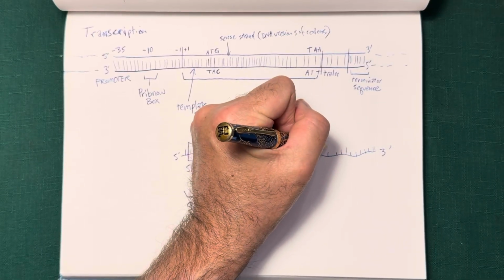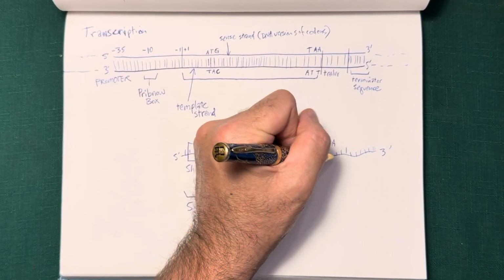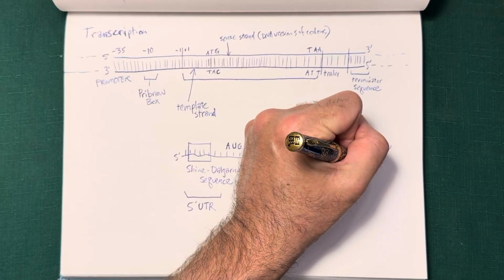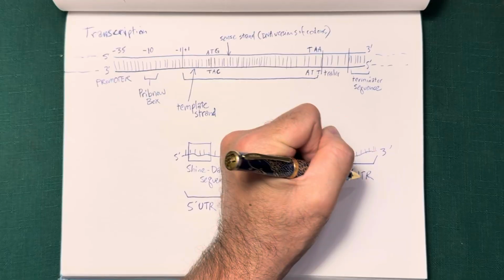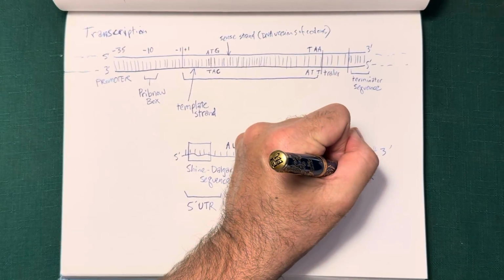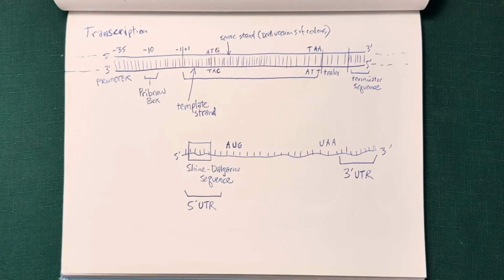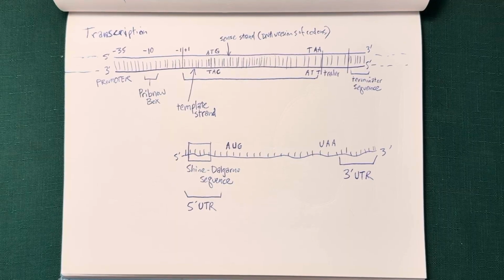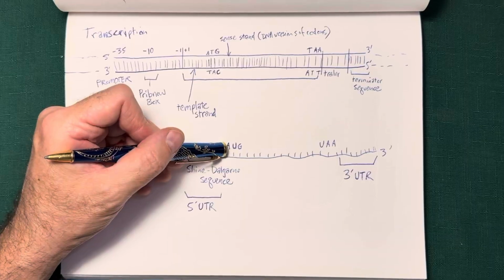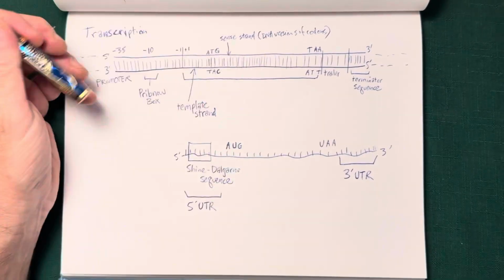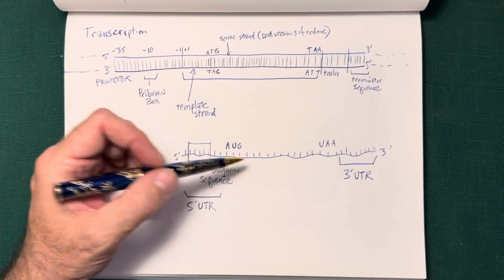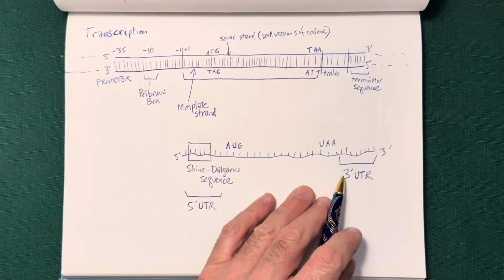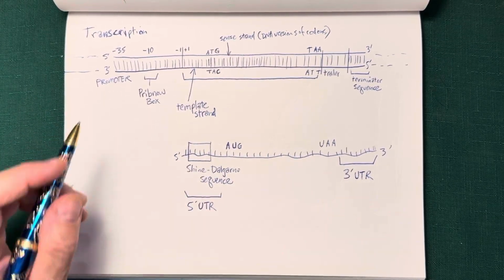Then when we get to the stop codon, that's where translation is going to stop, and there's going to be a 3' untranslated region, or downstream untranslated region, after the stop codon. So the transcription unit does not start with the first start codon and end with the stop codon, but there's going to be a little bit of leader going into the start codon and a little bit of overhang past the stop codon.